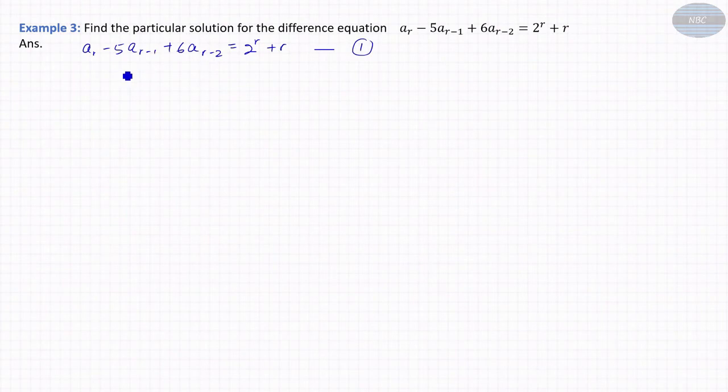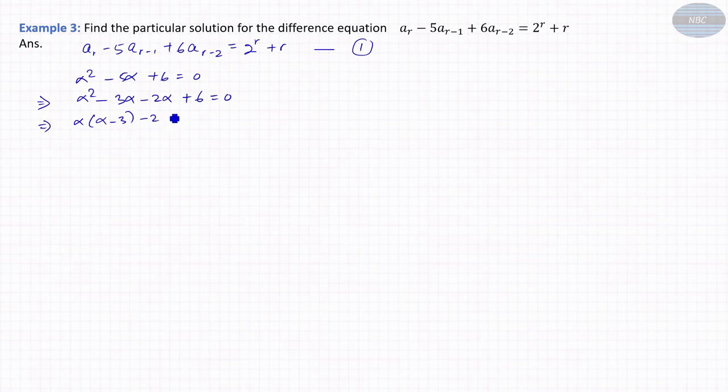Let this be equation 1. The corresponding characteristic equation is alpha square minus 5 alpha plus 6 is equal to 0. So let us factorize this one. Alpha square minus 5 alpha plus 6 can be written as alpha square minus 3 alpha minus 2 alpha plus 6 is equal to 0. Alpha is common here, so we'll get alpha minus 3 times alpha minus 2 is equal to 0.